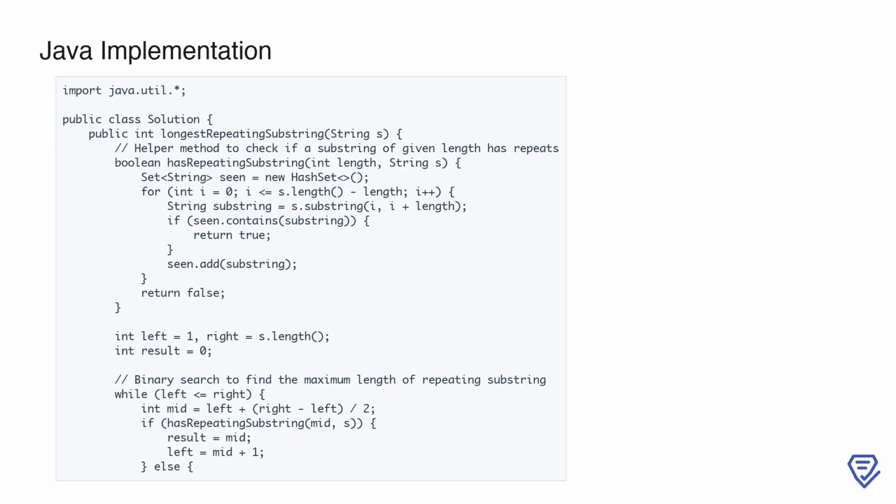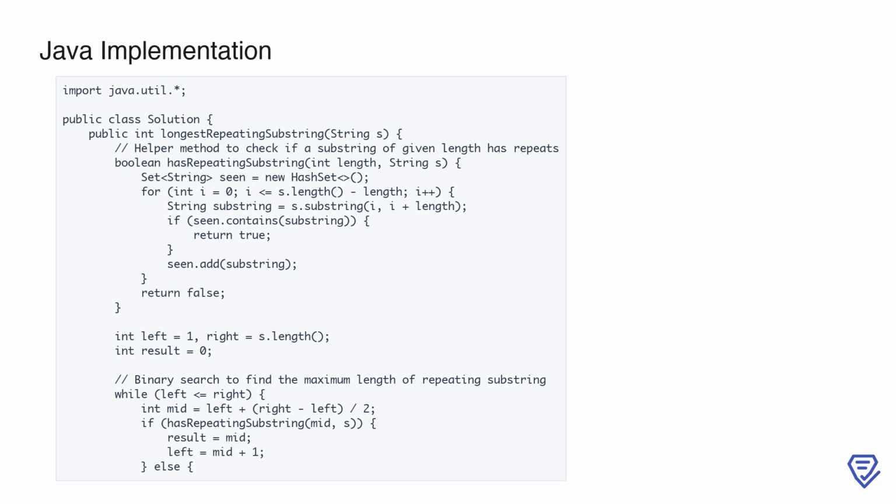To do this, we use a hash set to keep track of all the substrings of the specified length that we've encountered so far. For each substring within the valid range, we check if it already exists in the set. If it does, we know there's a repeat, so we return true. Otherwise, we add the substring to the set and continue. If no repeats are found after checking all substrings of the given length, we return false.